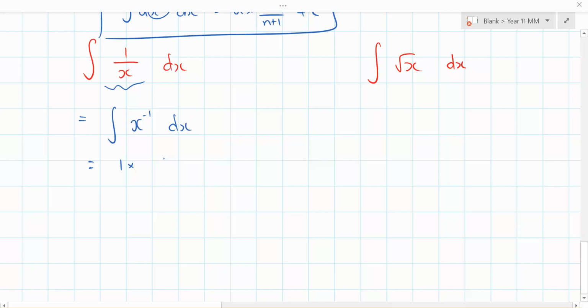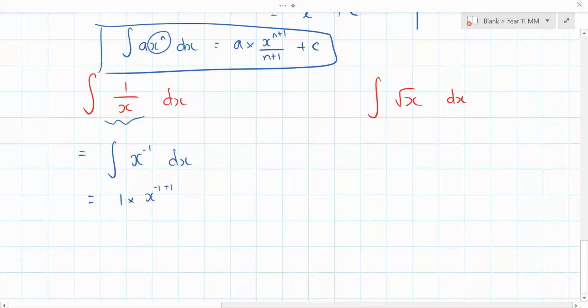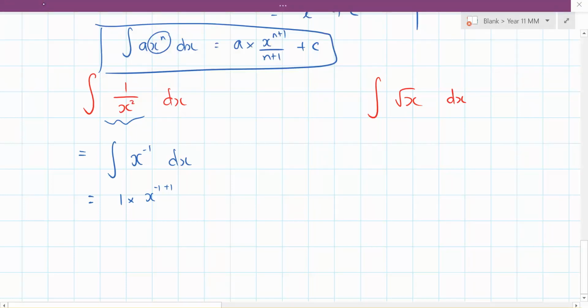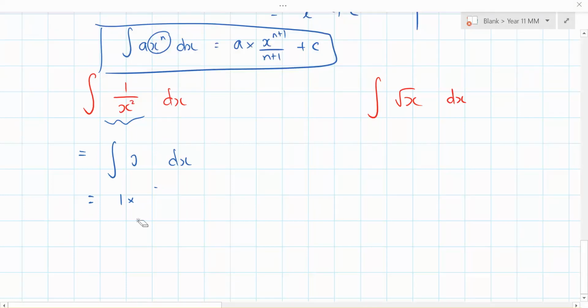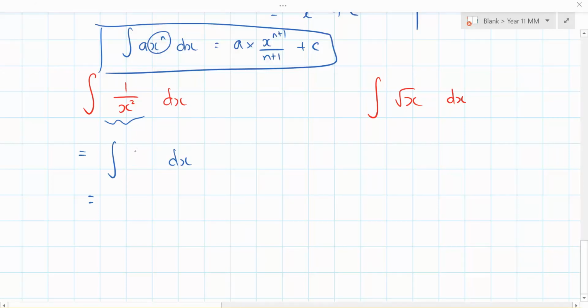A is 1. It's x to the power of n plus 1. So negative 1 plus 1. Oh, I just realized I did tell you before that the power can't be negative 1. So let's fix this problem. Let's make it 1 on x squared. Okay, this is for next year, so don't worry about questioning this. Let's do x to the power of negative 2.